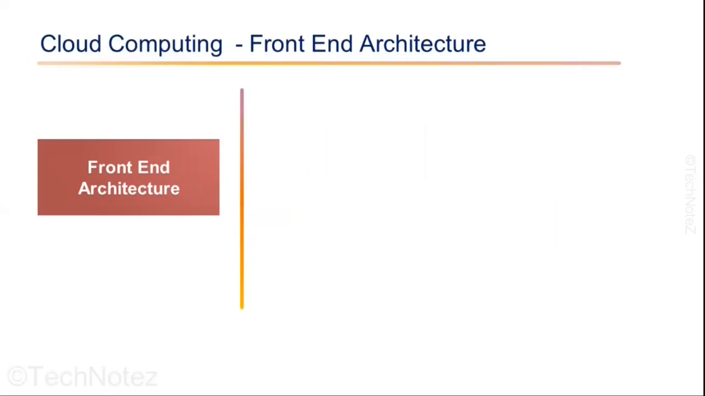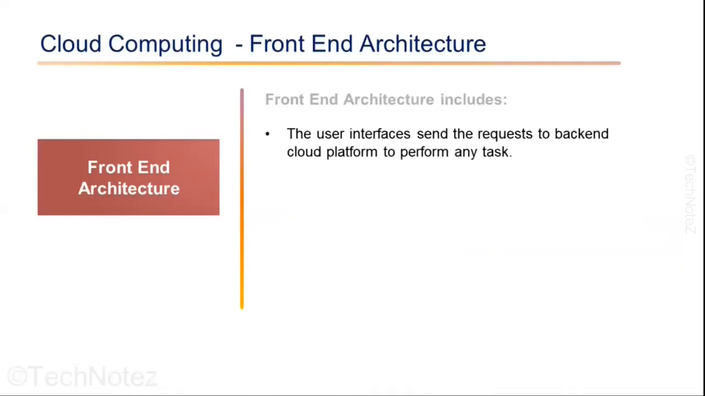The front end provides a graphical user interface to end users to access the application. The main front end cloud components are user interfaces, software running on the user's machine, and client devices like laptop or desktop. Front-end architecture includes the user interface that is used to send the request to the backend cloud platform to perform any task. Some of the popular user interfaces are web browsers or API.